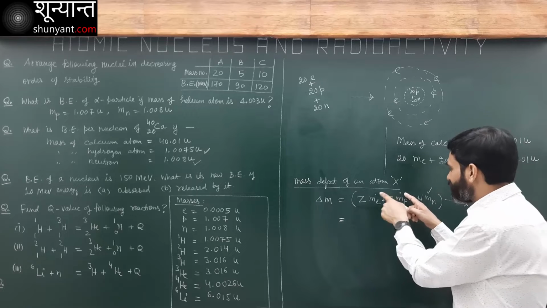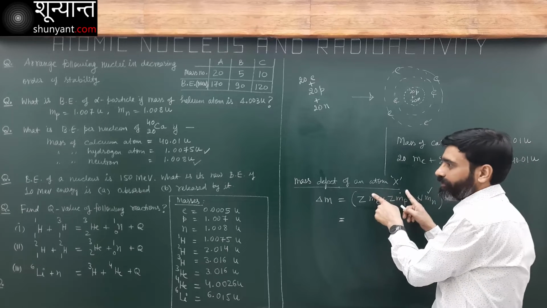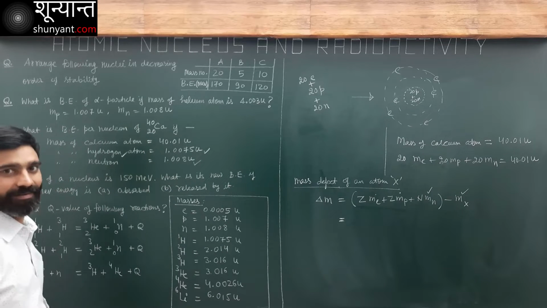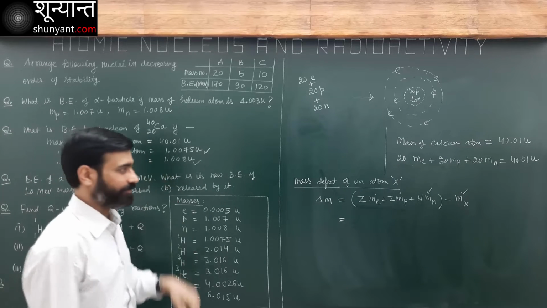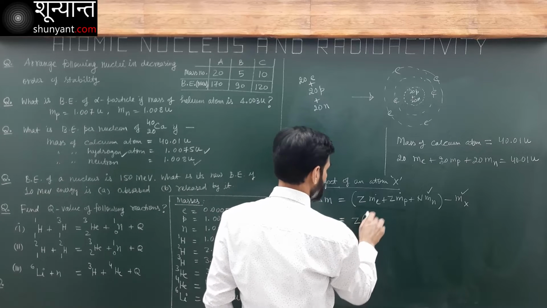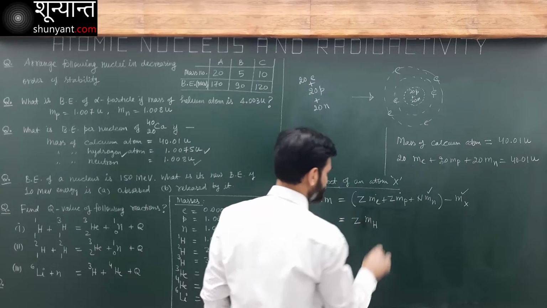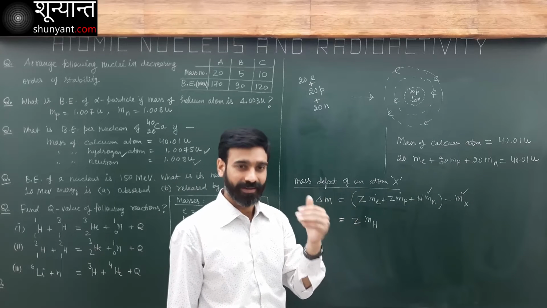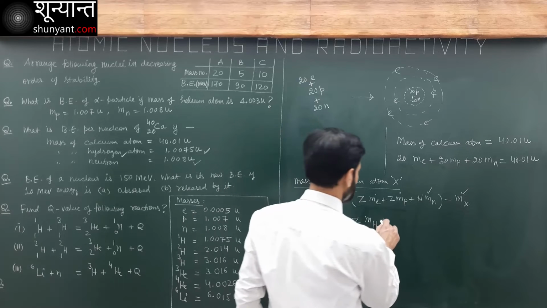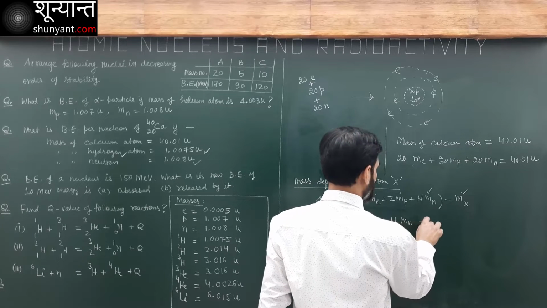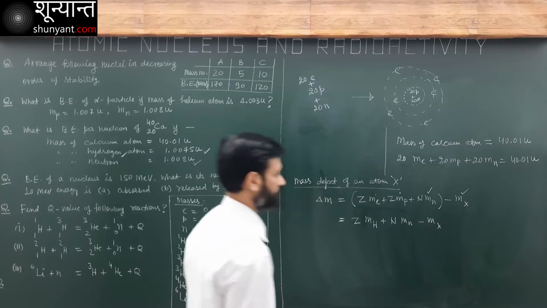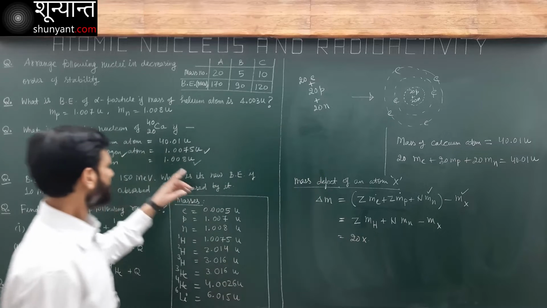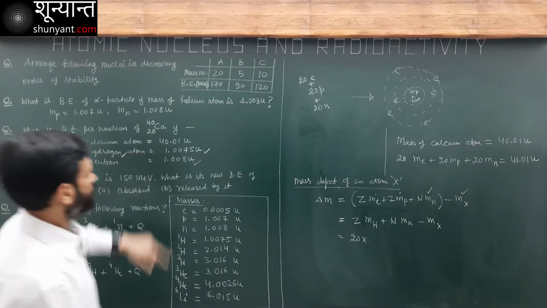Now, if these two are not given, then in place of these two, something else is given. What is that? That is mass of hydrogen atom. So we are going to make use of this. This will be equal to Z times mass of hydrogen, one electron plus one proton, they make a hydrogen atom, plus N times mass of neutron minus mass of X.